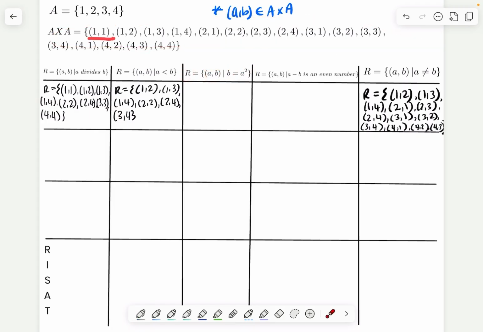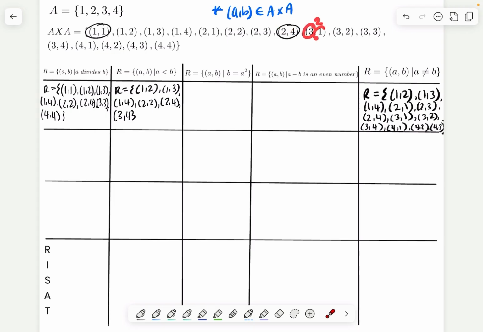So let's go through it. For this one, this is A, this is B. If I square A, am I going to get B? Yes, 1 squared gives me 1. If I square this, do I get 2? No. Do I get 3? No. Do I get 4? No. If I square this, do I get 1? No. Do I get 2? No. Do I get 3? No. If I square 2, do I get 4?